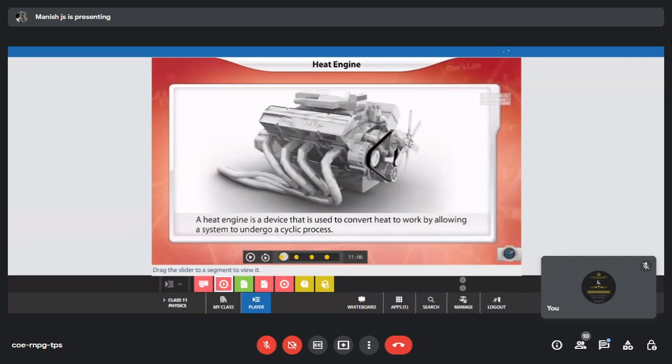So when fuel is combusted, however much you keep that chamber isolated, still there is some loss of heat that is taking place. So we say all heat engines are not completely efficient, or everything is not converted to work. That is the idea. Okay, so we'll move on.